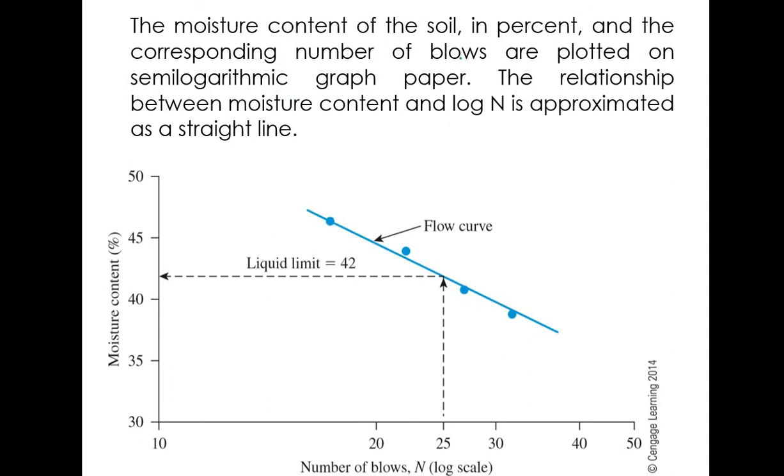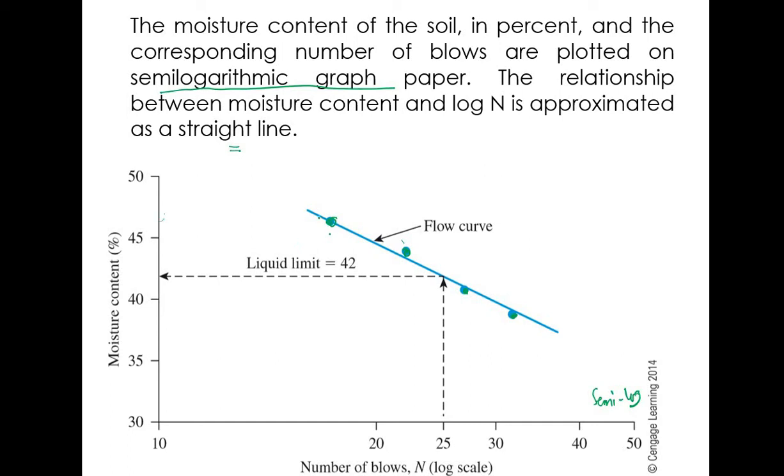So the moisture content of the soil in percent and the corresponding number of blows are plotted on semi-logarithmic graph paper. The relationship between moisture content and the log of N is approximated as a straight line. So on the y-axis, you have your moisture content, and then on the x-axis, you have your number of blows. But note that on the x-axis, this is a semi-log scale. So we see here that there were 4 trials that were performed in the laboratory. So you plot the 4 trials. So this is the number of blows and then its corresponding moisture content.